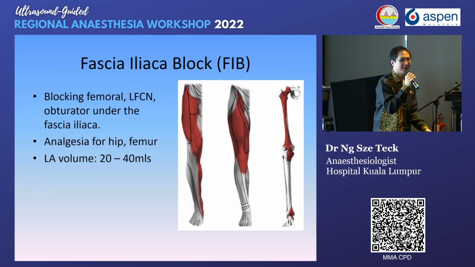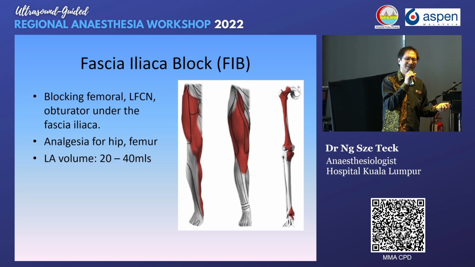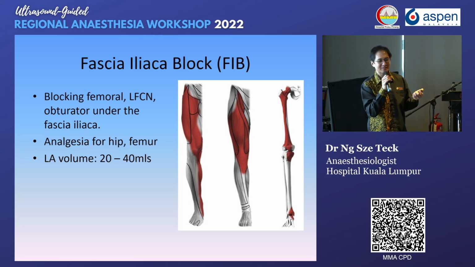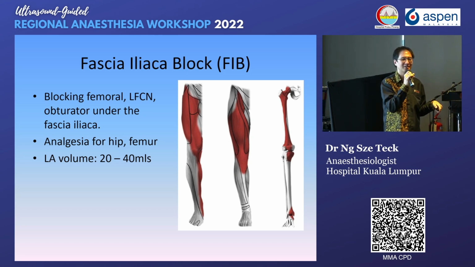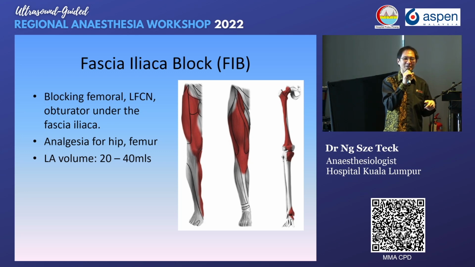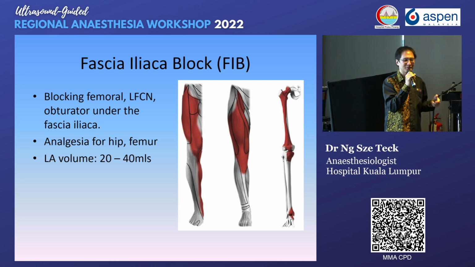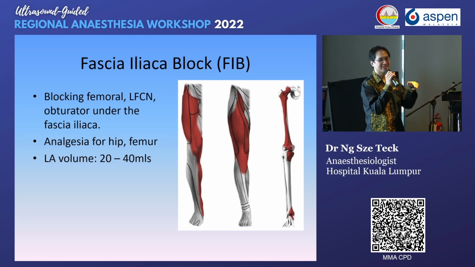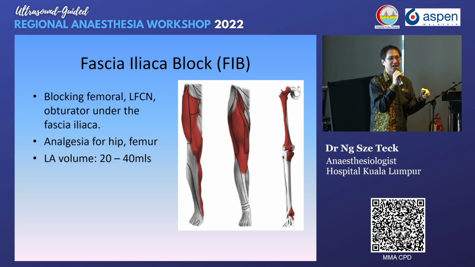Okay. Next, I move on to the fascia iliaca compartment block. Is there a way we can block the femoral, the LFCN, or even the obturator nerve all together? Wouldn't that be easier? Or some people want to block the lumbar plexus, but don't want to do it the conventional way. Can I approach the lumbar plexus from the anterior side? That's why they came up with this fascia iliaca compartment block.